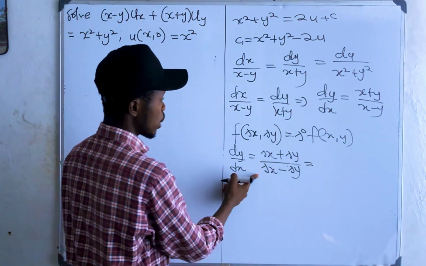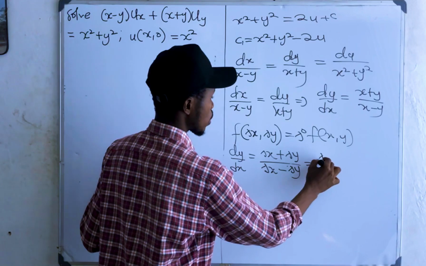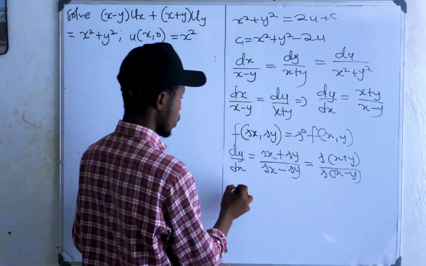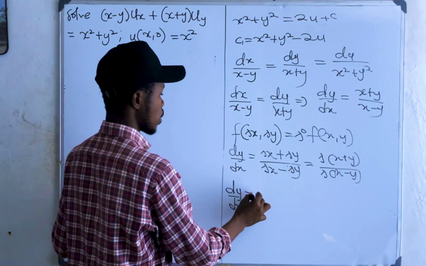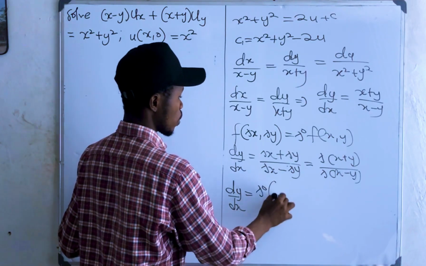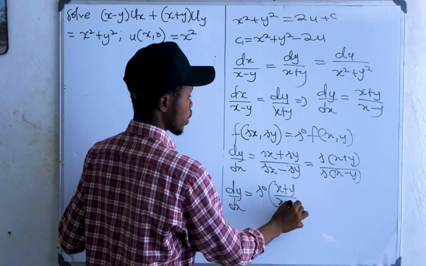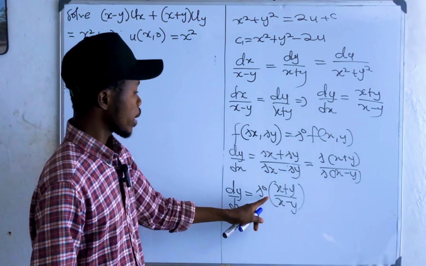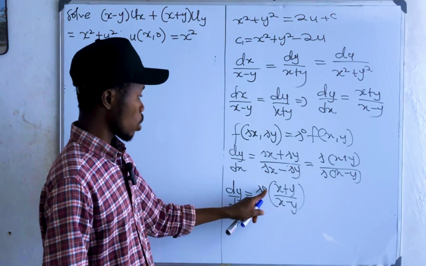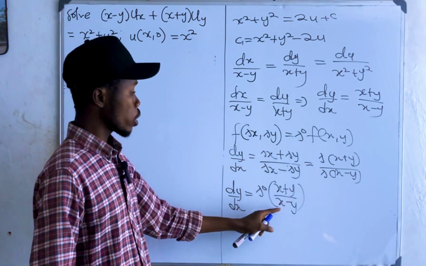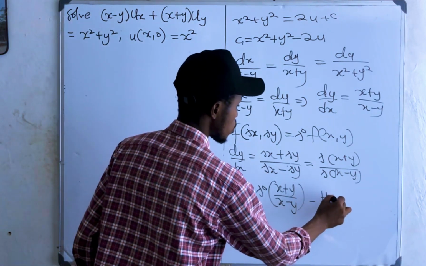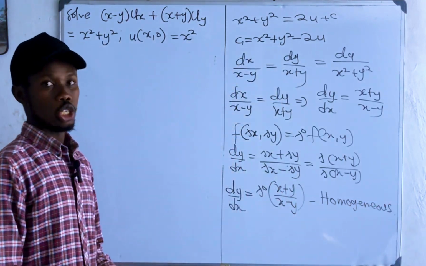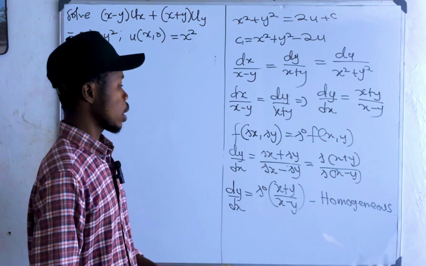So we see this one. If I factorize lambda out, I have x plus y. Lambda out, I have x minus y. So it means that my dy dx equals lambda to the power 0 times x plus y over x minus y. So this is what you're going to get. Is that okay? So if you have something like this, this is beautiful. Now, since this one is giving us lambda to the power 0, it satisfies the theorem. So you can say that this is homogeneous. Okay. So let's move on.